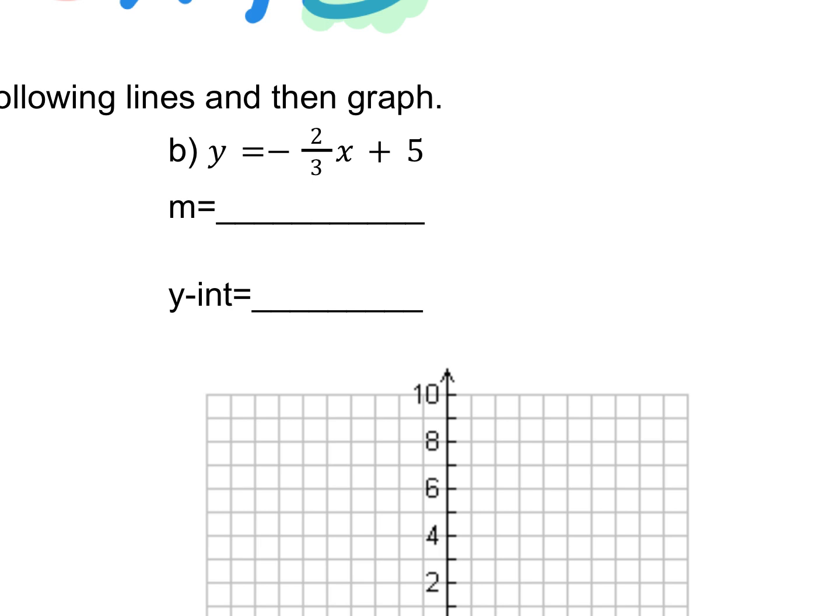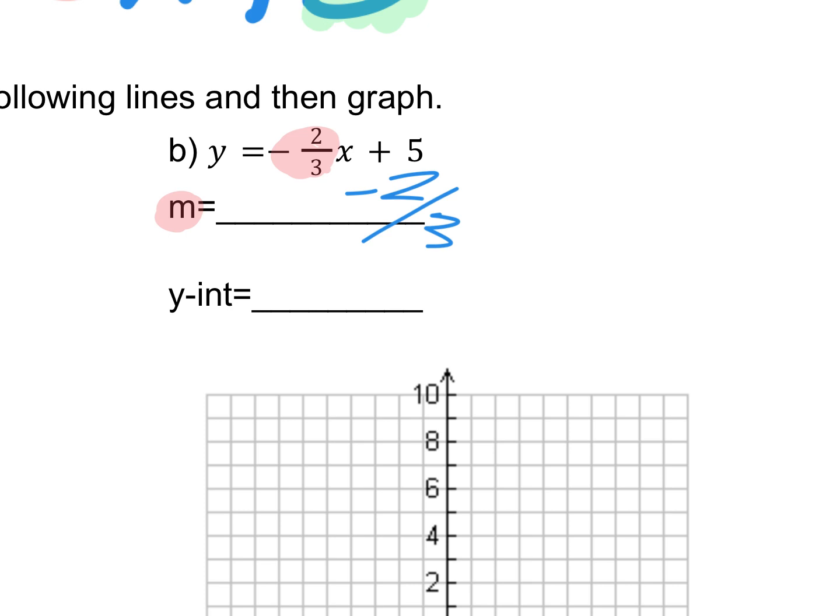So finding our m and our y-intercept. So our m, you remember we said is the number right in front of x. In this case, we have to include that negative sign because that's important with the slope. So our slope for this is actually -2/3, or -2 divided by 3.